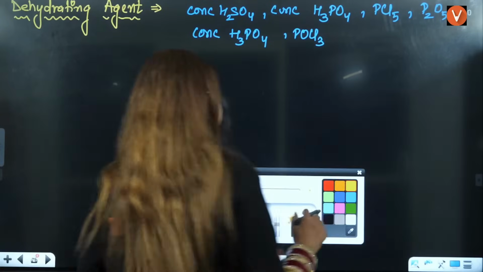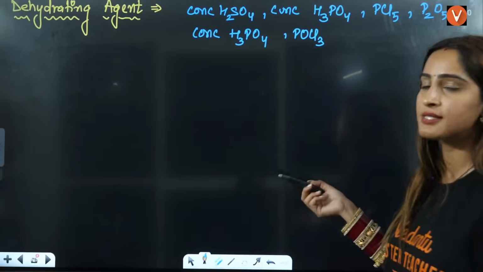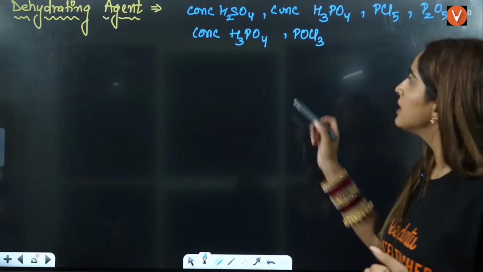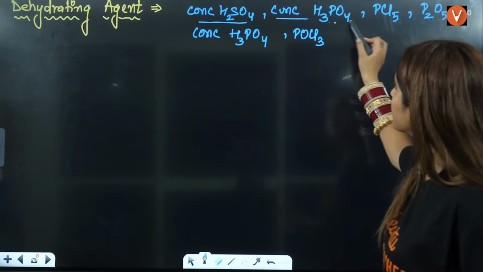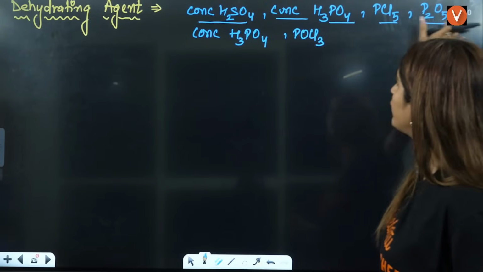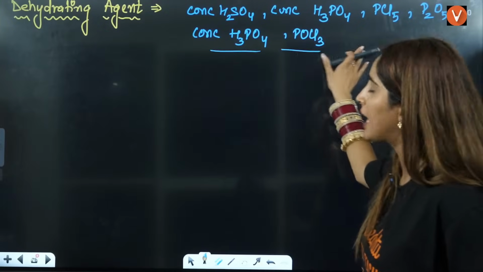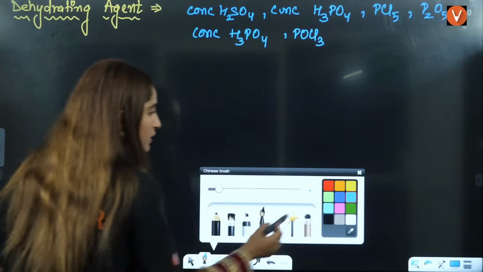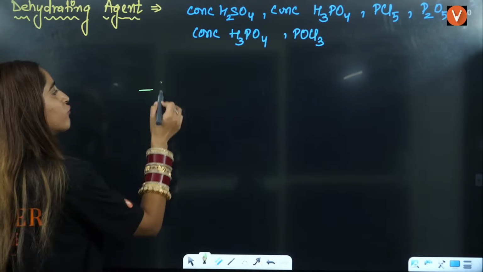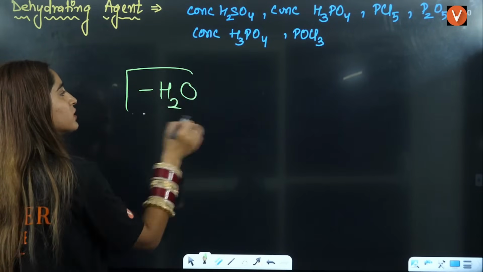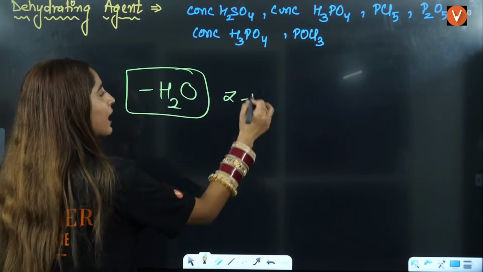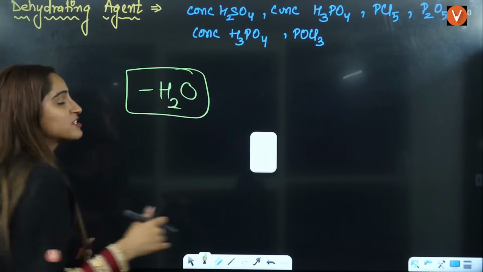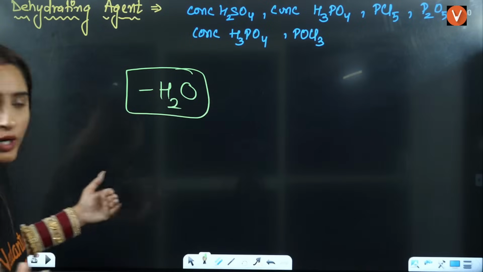Next is dehydrating agents. Dehydrating agents take out water: concentrated H2SO4, concentrated H3PO4, PCl5, P2O5, and POCl3 are all good dehydrating agents. They are going to eliminate water from the alpha and beta positions, from the adjacent positions.